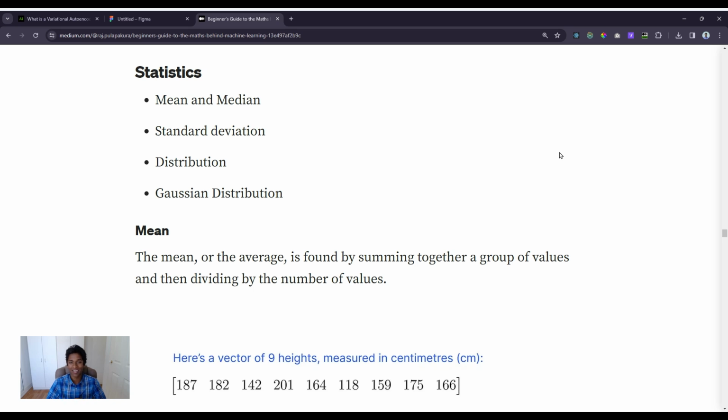Hey everyone. In the last two videos, we discussed two of the pillars of machine learning, which is linear algebra and calculus. In this video, we're going to be discussing the final pillar, which is statistics. Specifically, we're going to be going over the mean and median, the standard deviation, a distribution, and the Gaussian distribution.